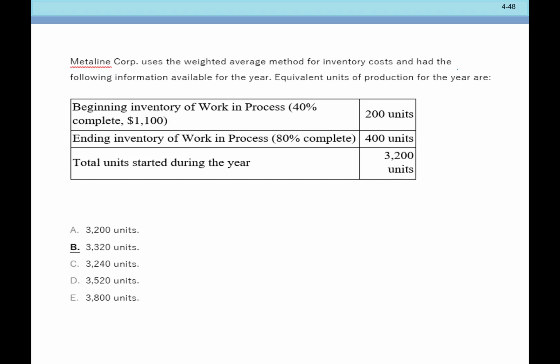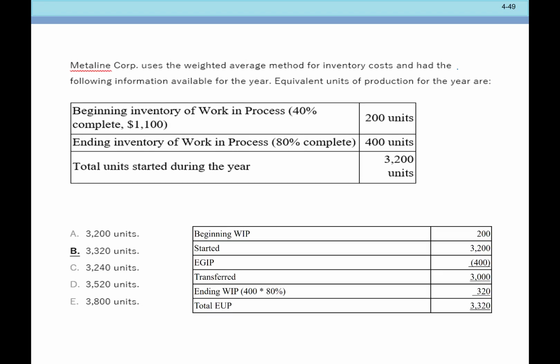So for this one, you have to do what? Let's look here, it's a little easier than reading my writing. You start with the 200 units that were in beginning work in process. The units started were 3,200. That gives us a total of 3,400 available, minus the ending. That gives us 3,000 units transferred. And then for the ending work in process, it's the 400 units times the 80% complete. You add those in.